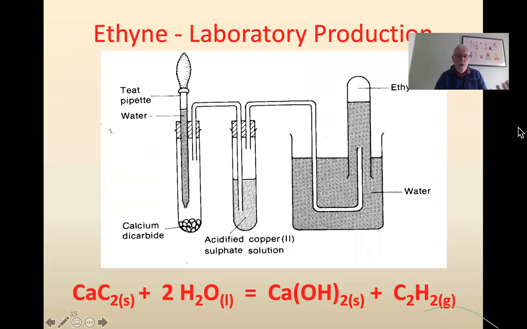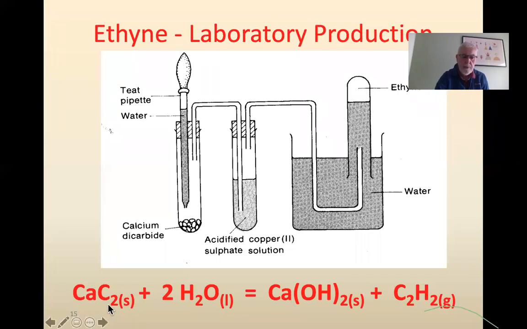Right, so the apparatus, there's a whole variety of apparatuses you can use, or apparati if you like. This is a micro apparatus where you make very small amounts, and that tends to make it safer. So what we have is, in a reaction vessel, which in this case is a boiling tube, some calcium dicarbide, CaC2. You can also call it calcium carbide. That's absolutely acceptable. That's one reagent. The next reagent, in the teat pipette here, is water, plain simple water.